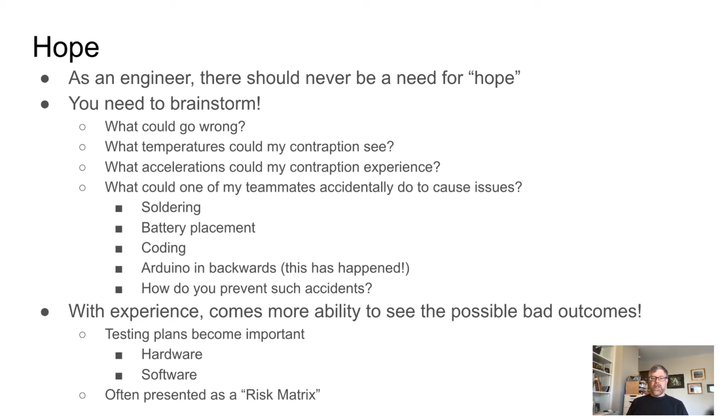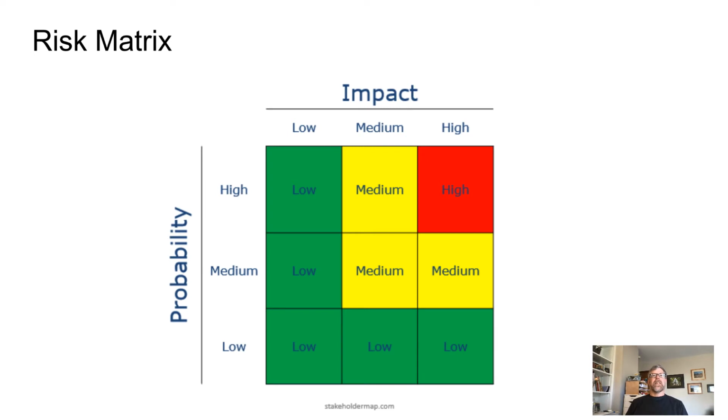And then usually these types of things are presented as a risk matrix, which looks like this. A risk matrix has two different axes. Let's see if the mouse works. It does. So this is the probability. This vertical axis is the probability that something will go wrong, and this horizontal axis is the impact in case that thing goes wrong.